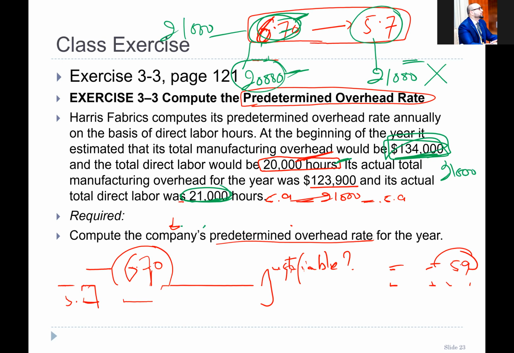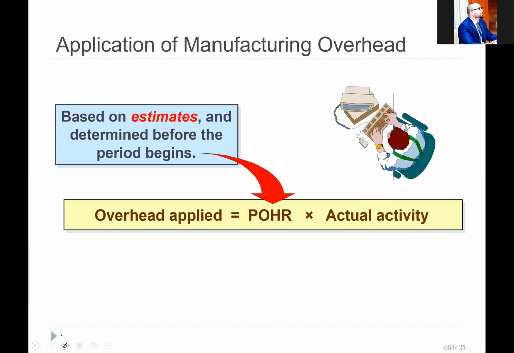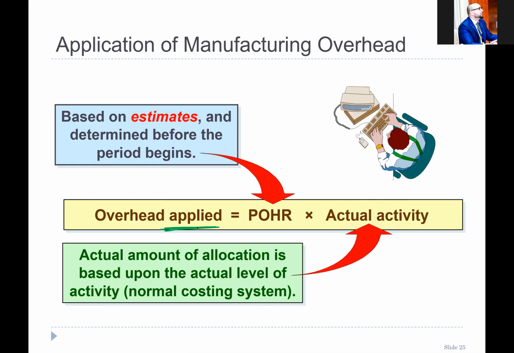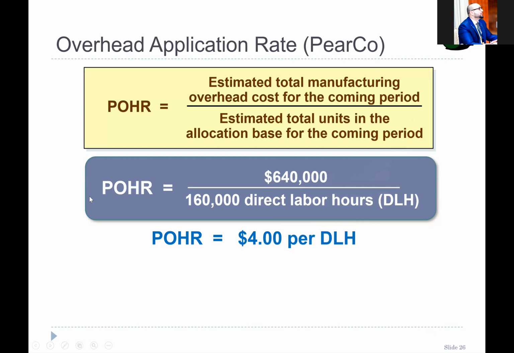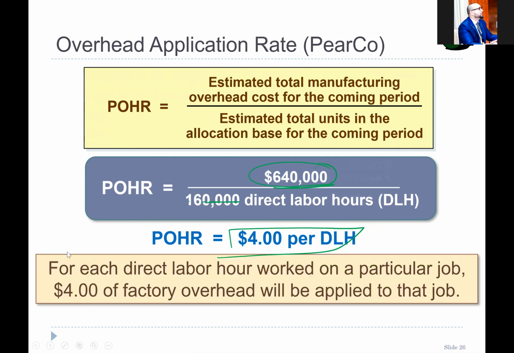So in this case, how do you find out? You multiply the 6.7 by 21,000. Simple. So in order to find out whether you have applied the overhead based on the actual activity, you just multiply the estimated POHR with the actual cost driver, actual activity, actual base, whatever you call it. Okay. So here we go. If the POHR is based on 160,000 direct labor hours, our POHR is 4 per direct labor hour, right? So for each direct labor hour worked on the particular job, $4 of overhead will be applied to that job.